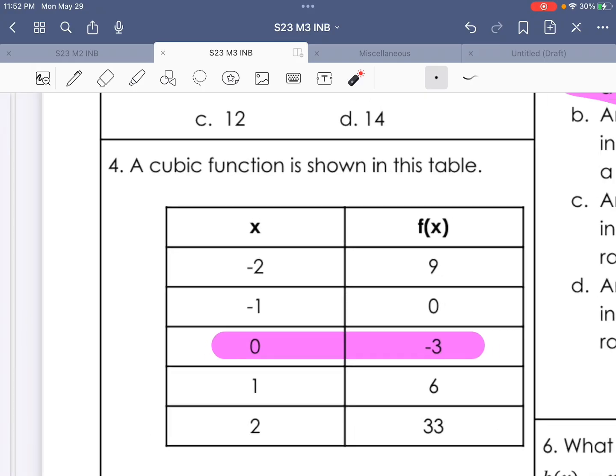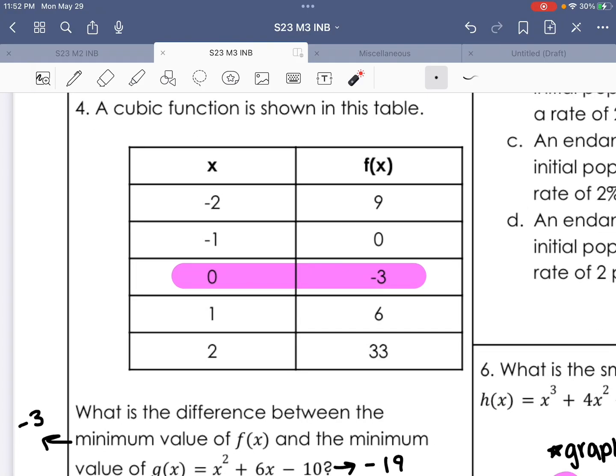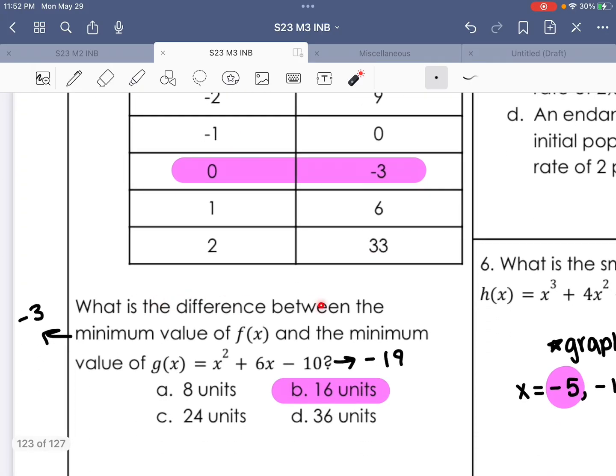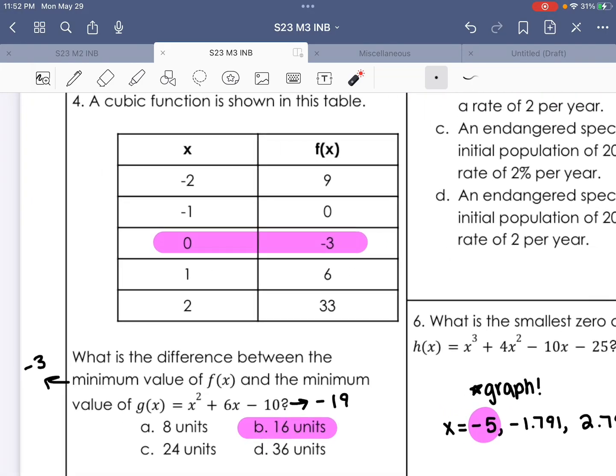Number 4, they give us a function in this table, so these are our x values, these are the y. And they want to know what the difference between the minimum value of this and the minimum value of this is. Well, they don't really care about what's going on in the x's, but they care about what's going on in the y's. We don't have much information to go off of, so we can only assume that these 5 numbers are true. The minimum value of this is going to be at -3. Again, we don't care about this, we're only worried about this column. So this one's at -3.